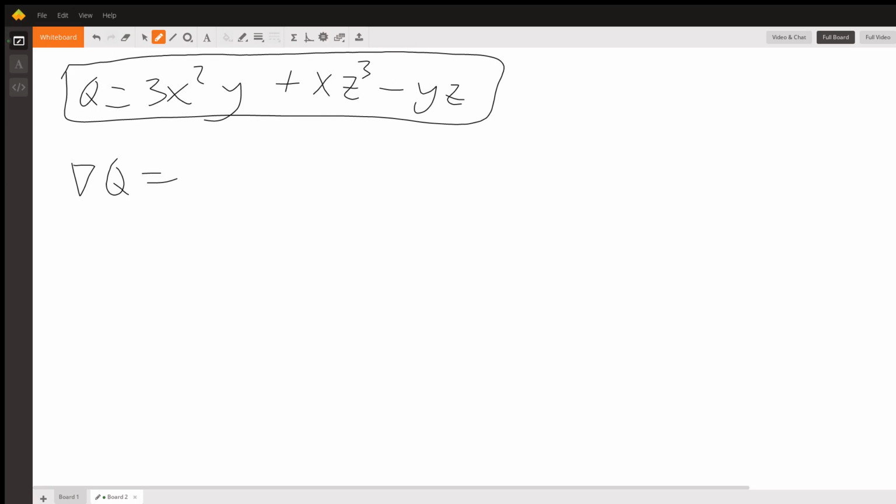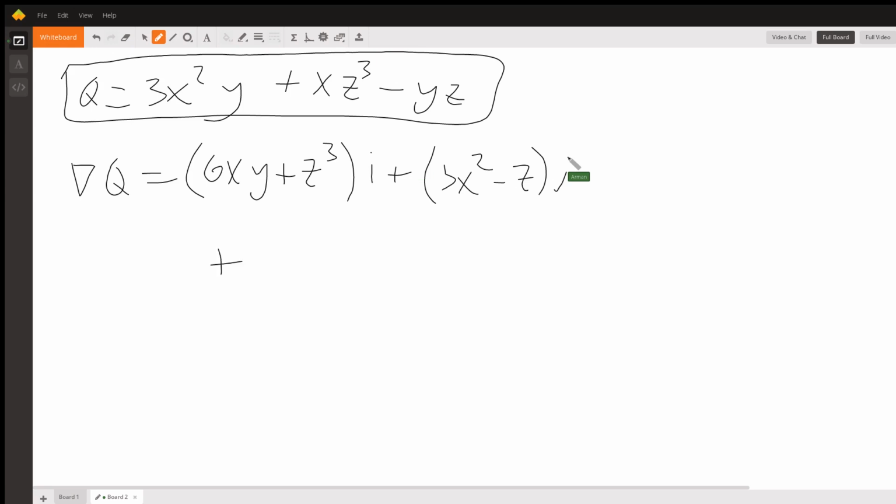So the gradient of this, so partial with respect to x, is going to give you 6xy plus z cubed in the i direction. And then partial with respect to y is going to give you plus 3x squared minus z in the j direction. And partial with respect to z is going to give you plus 3xz squared minus y in the k direction. And that equals a. So the gradient of q equals a, so q is a valid potential function for a, and that's your answer.